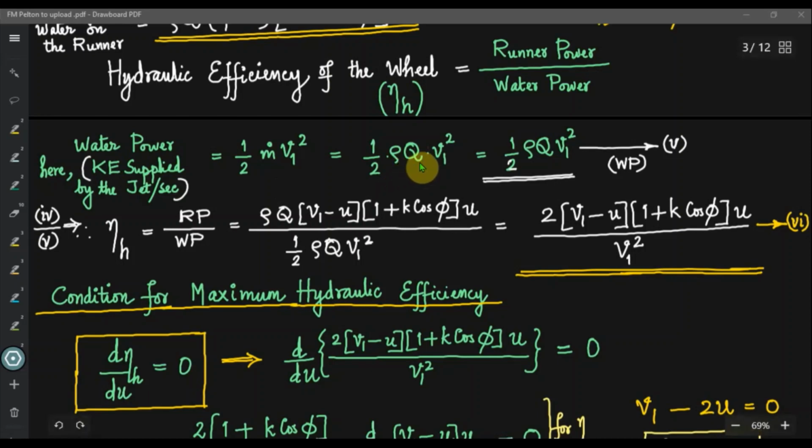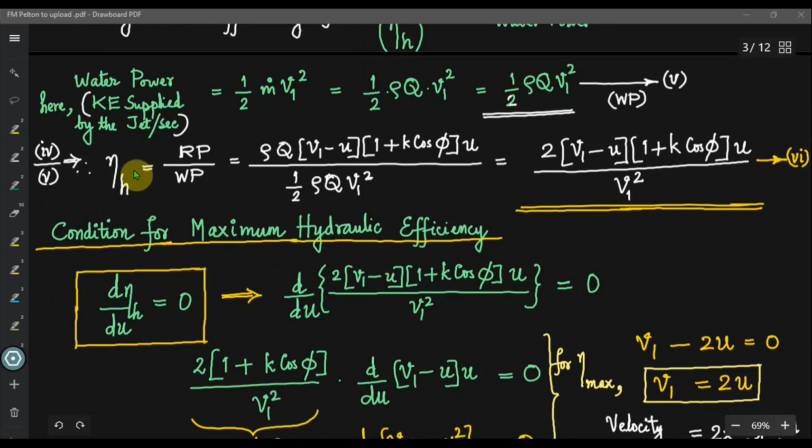So rho into discharge or flow rate Q multiplied by V1 square. So that is half rho Q V1 square, that is the kinetic energy supplied by the jet per second. Now the hydraulic efficiency eta h is equal to runner power by water power, and runner power is rho Q into V1 minus u into 1 plus k cos phi into u, then divided by water power half rho Q V1 square. And the mass flux rho Q from both numerator and denominator will be getting cancelled, and this 2 from the denominator will go to the numerator.